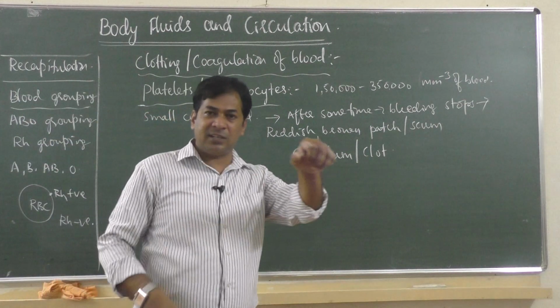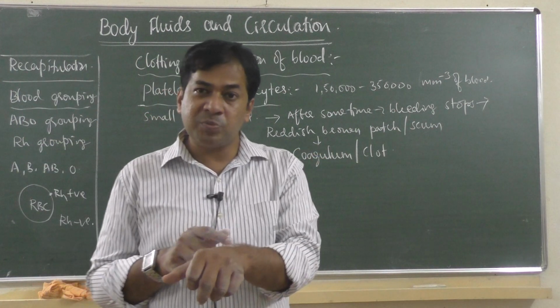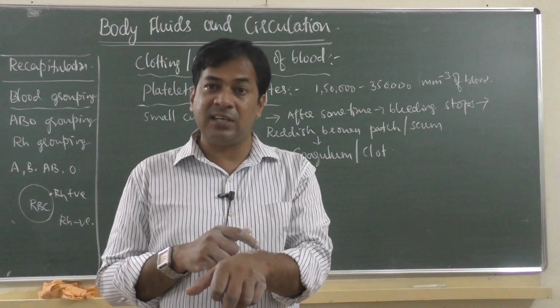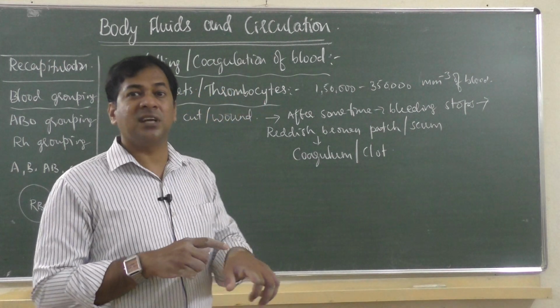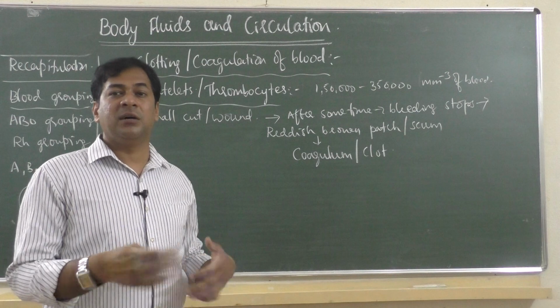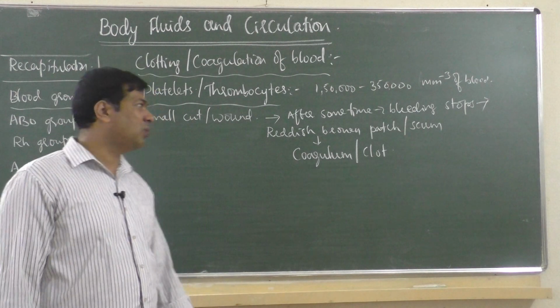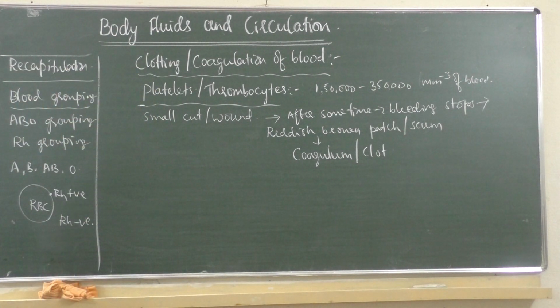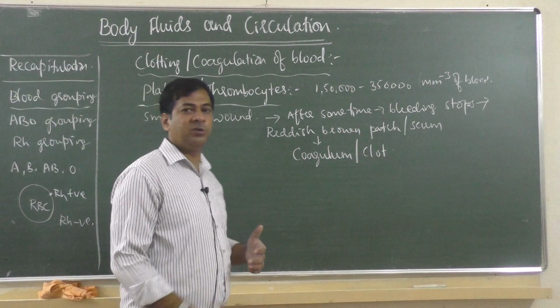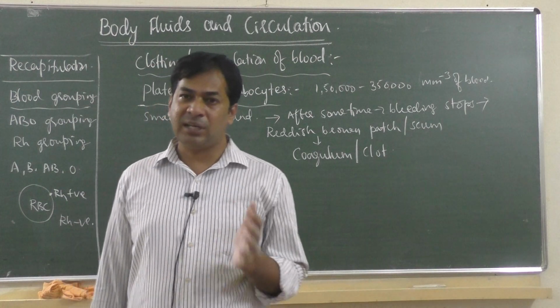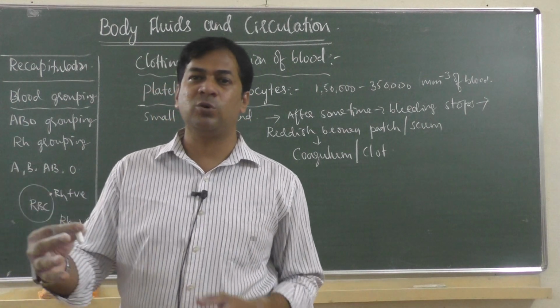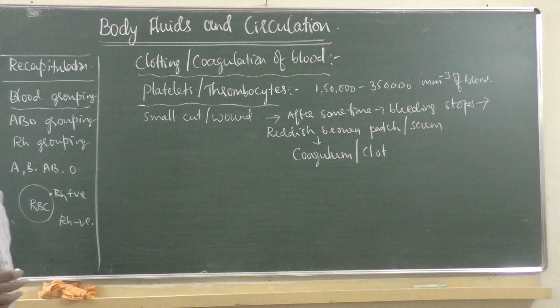Whenever there is a cut or bleeding, the tissues present there will start synthesizing a variety of chemicals. What is that variety of chemicals? Not a single chemical, it is a cascade of enzymes that are produced. Cascade means step by step, one after the other, so many enzymes are produced. So what are those chemicals produced? We will see now.